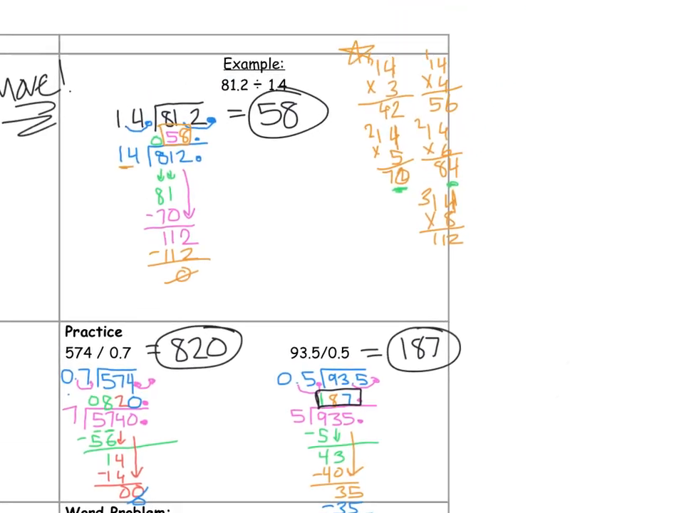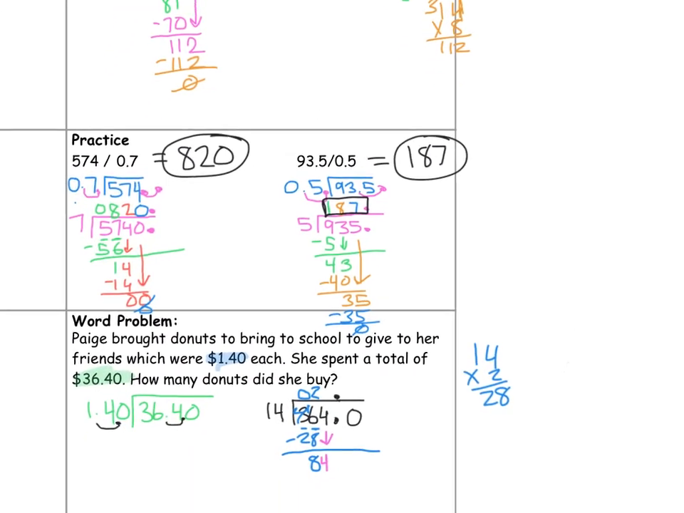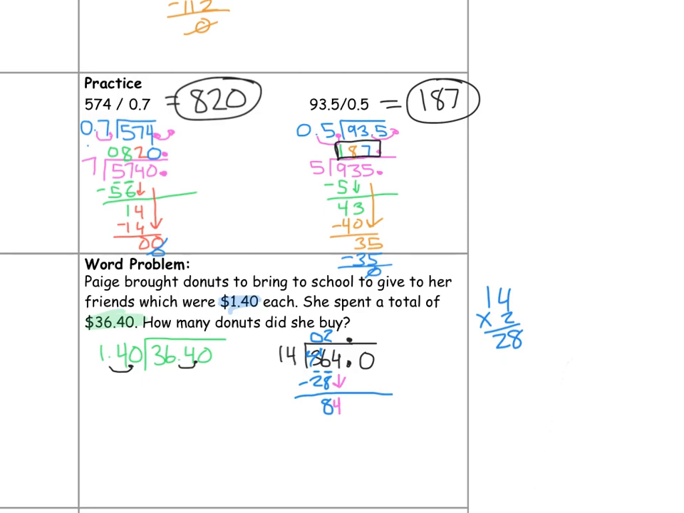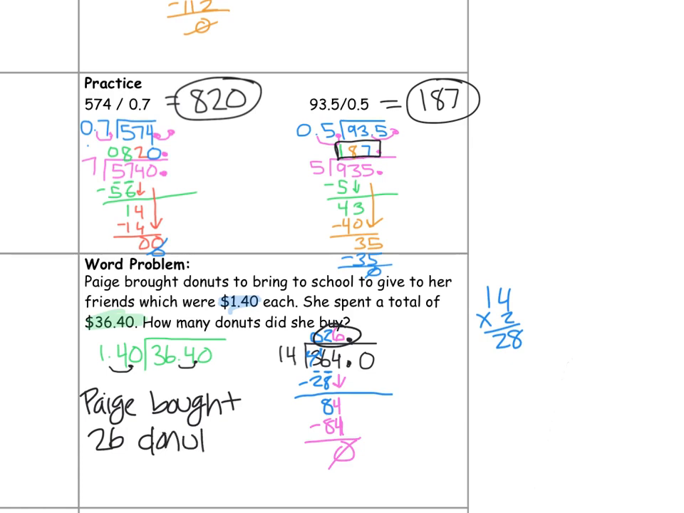Let's come up here and check. Perfect. 14 times 6 is 84. So can 84 be divisible by 14? Yes. 14 times 6 is 84. So now we're just going to subtract. And we have 0. So we're done. So we have 26. But we need to write our sentence. So Paige bought 26 donuts. Ooh. Yum.